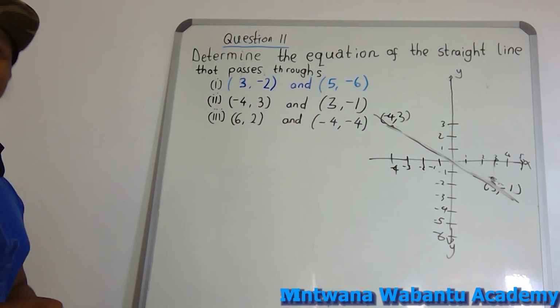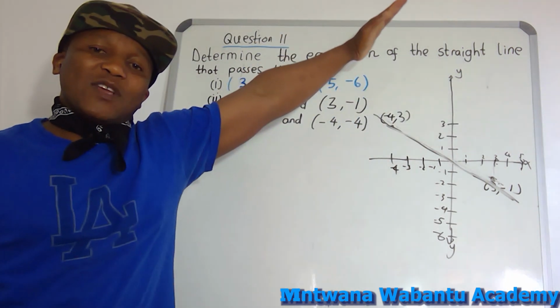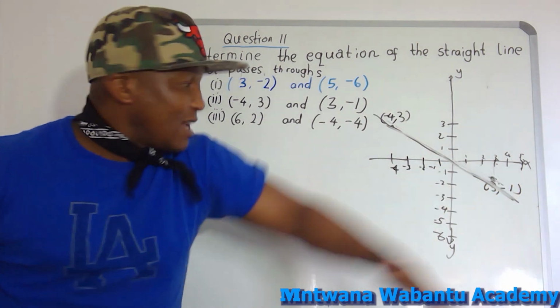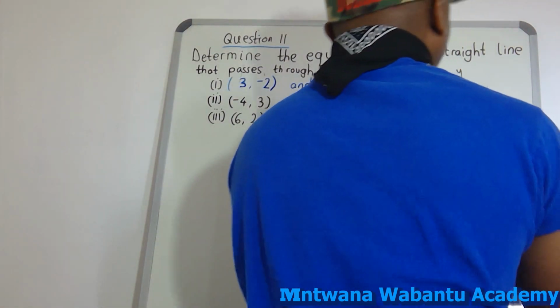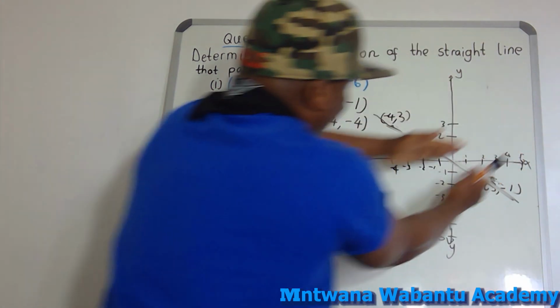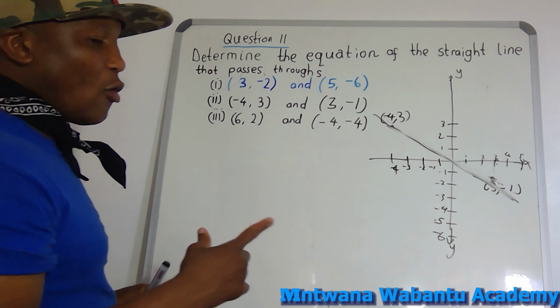What is the slope before you get started? We know slope is going to be negative because this line goes that way. If the line goes this way, slope is positive. But if the line goes that way, slope is negative. Slope means gradient. So before I get started, if I make a mistake later, then I know I made a mistake somewhere.